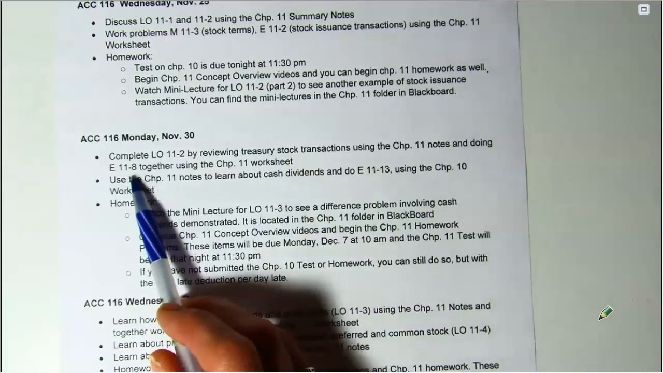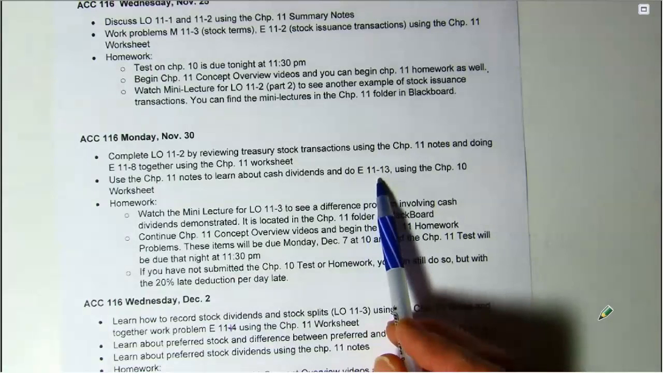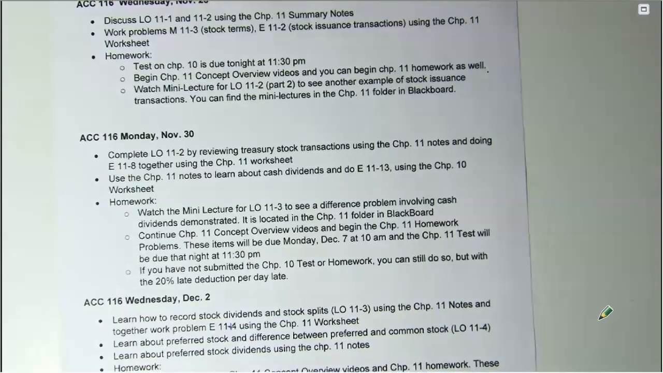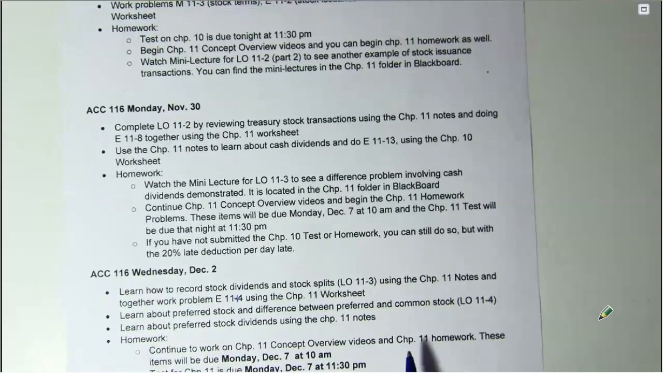We're going to be doing exercise E11-8 together. Then we're going to be going into 11-3, and we're going to be talking about cash dividends. And we're going to be using the worksheet and, of course, our Chapter 11 notes. So what you should probably do is start working on your homework for Chapter 11.